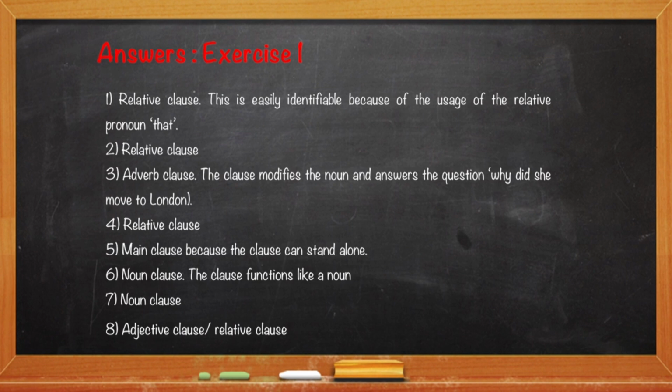Number 4, relative clause, please identify the relative pronoun there. Number 5, main clause, because the clause can stand alone. Number 6 is a noun clause. Number 7, noun clause, and number 8 is an adjective clause or relative clause.